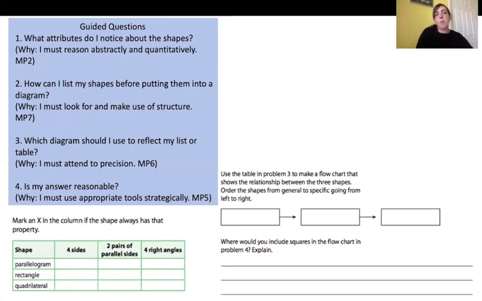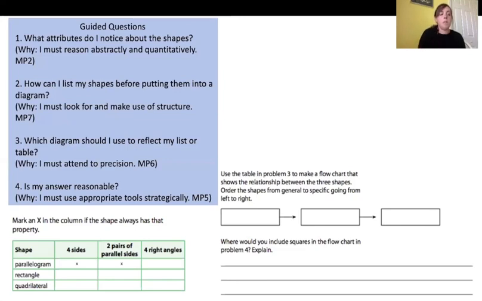So guided question number 1, what attributes do I notice about the shapes? Well, a parallelogram. I do know that it has 4 sides, so I can put an X there. It has 2 pairs of parallel sides, X there. 4 right angles. A parallelogram does not have 4 right angles, so I'm not going to put an X there. Okay, so now I'm going to go down.